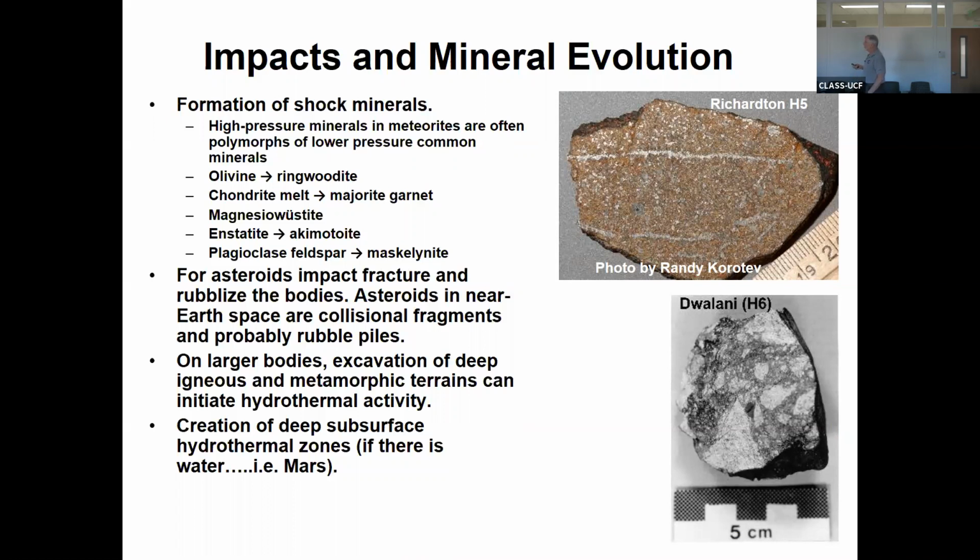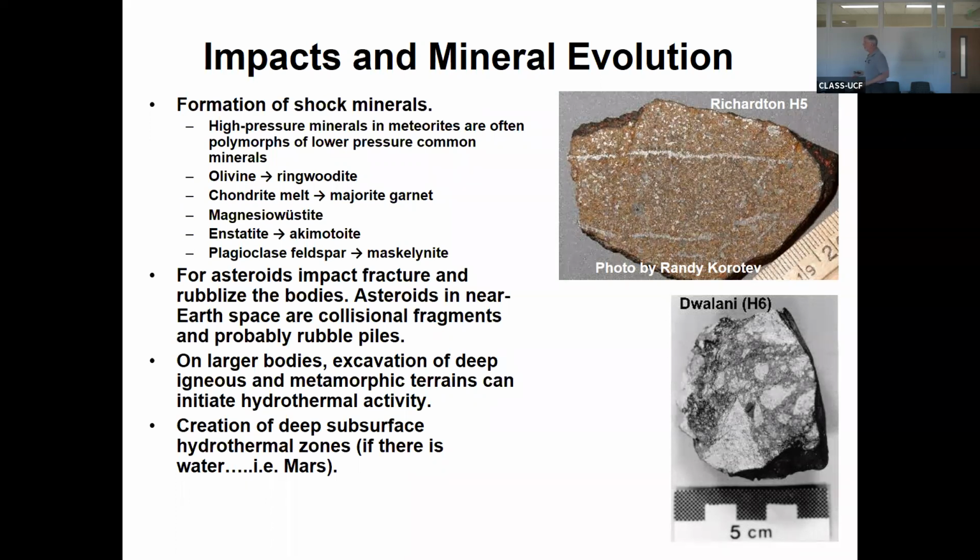Now the high pressure minerals are often polymorphs of lower pressure common minerals. So olivine goes to ringwoodite. When you melt chondrules or base chondrule compositions, you can get garnets. You can get magnesiowüstite. Enstatite goes to akimotoite. Plagioclase feldspar goes to maskelynite. And there's many, many more.